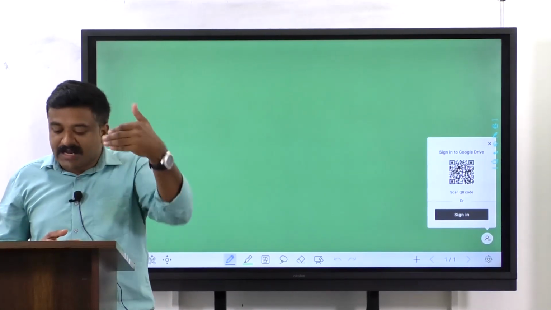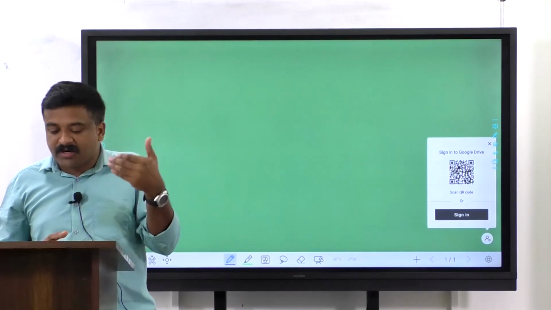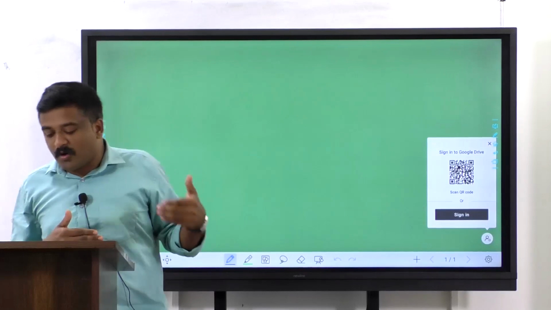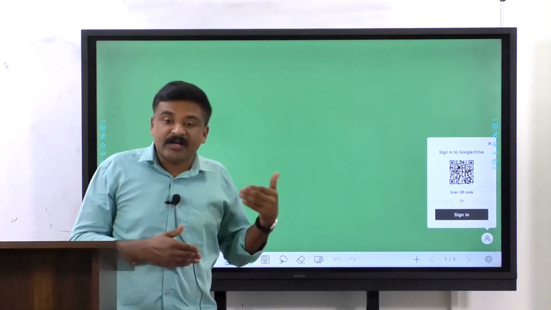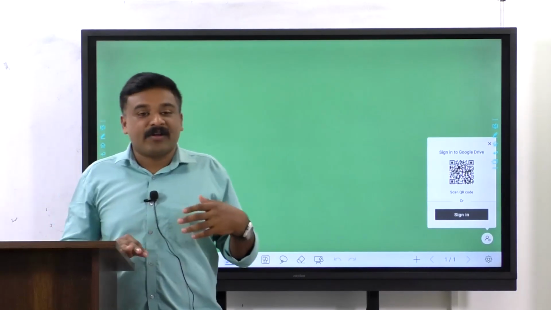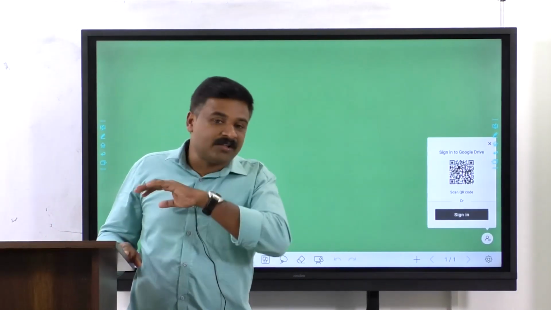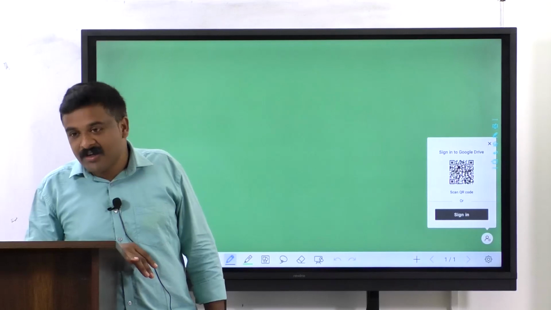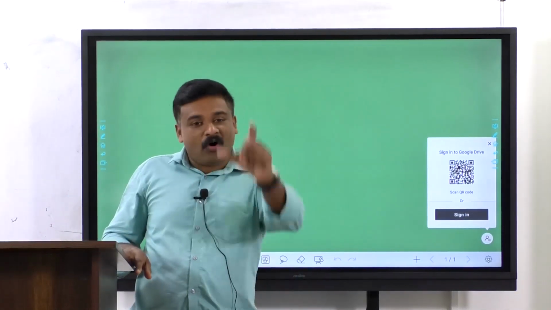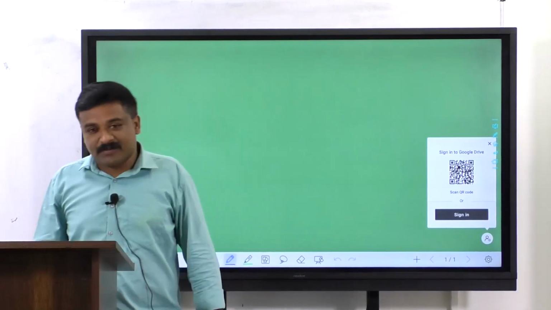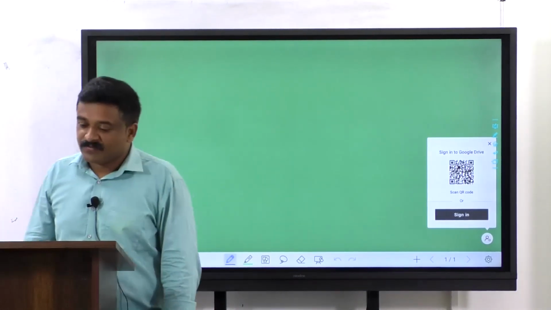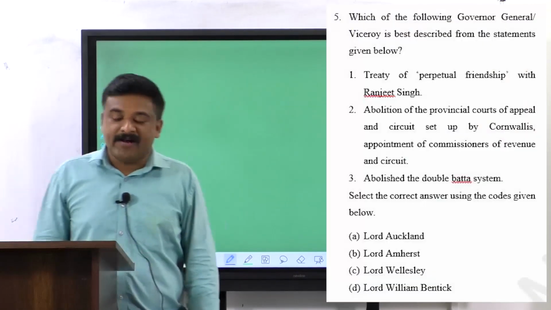The British wanted to create a class of zamindars who would be loyal to the company in future. That is also true. It was easier to collect revenue from a small number of zamindars than from the innumerable peasants. That is also true according to Shekhar Bandyopadhyay, according to Rajiv, according to Bipan Chandra. These statements are very true only, and according to Gallant IAS material also, it is very true only. So all four are correct statements. Okay, your answer has to be D, 1, 2, 3 and 4. Thank you. Moving on to question number 5.